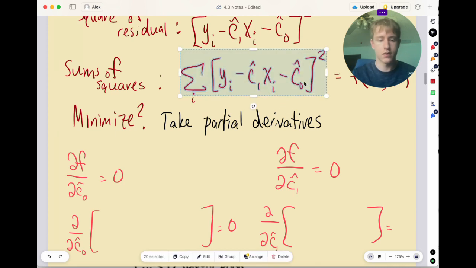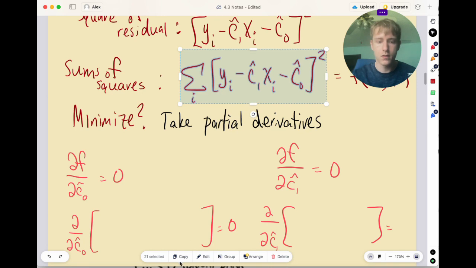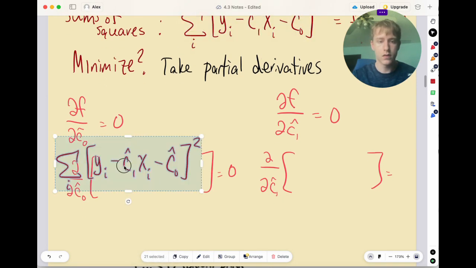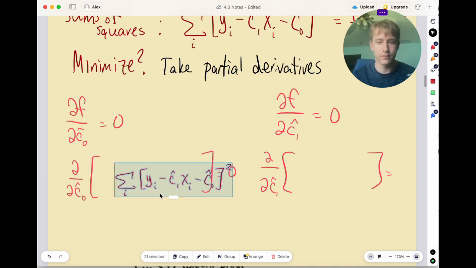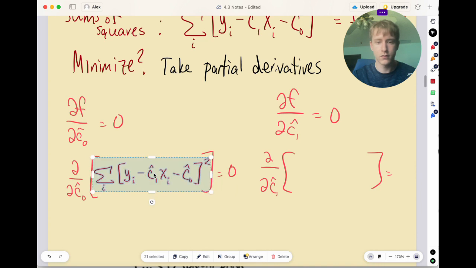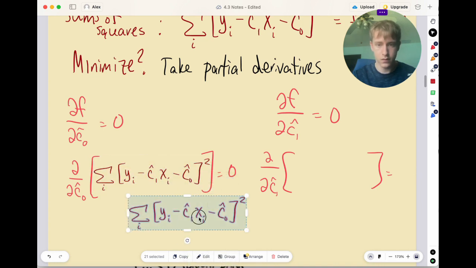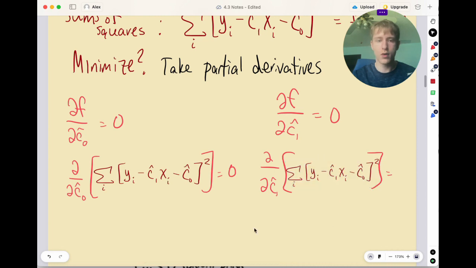Okay, let's see if we can make that just a little smaller. Sorry about the weird sizes. But let's see how we're going to do that.